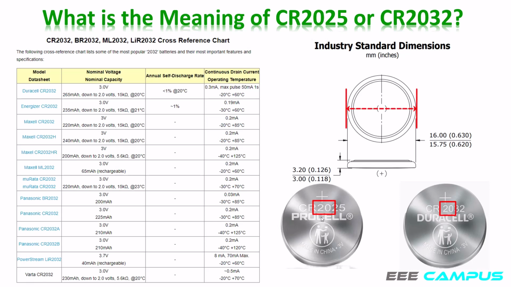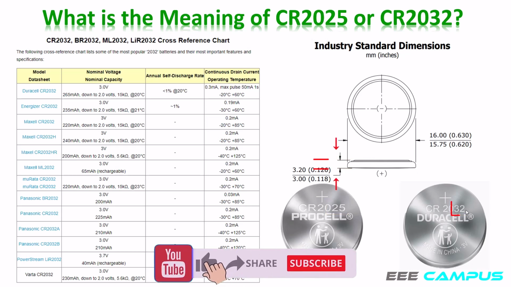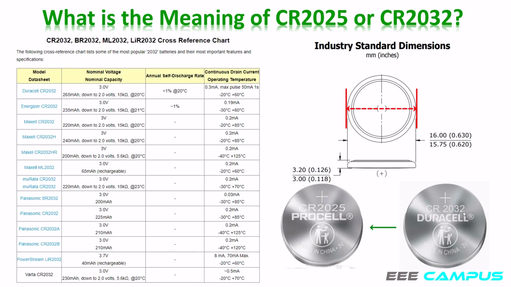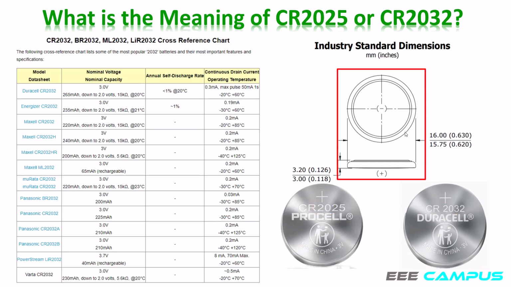Here, 20 is the diameter of the battery in millimeters, and 25 is 2.5, that is the thickness of the battery in millimeters. So, from the previous discussion, here 32 is the thickness of the second battery, that is 3.2 millimeters, and the diameter is the same as the previous battery, 20 millimeters, because these two digits of both batteries are the same. These figures show the industry standard dimension of a CR1632 coin cell battery.